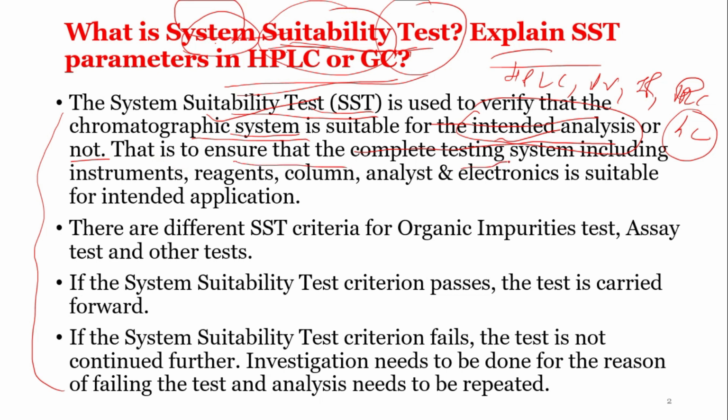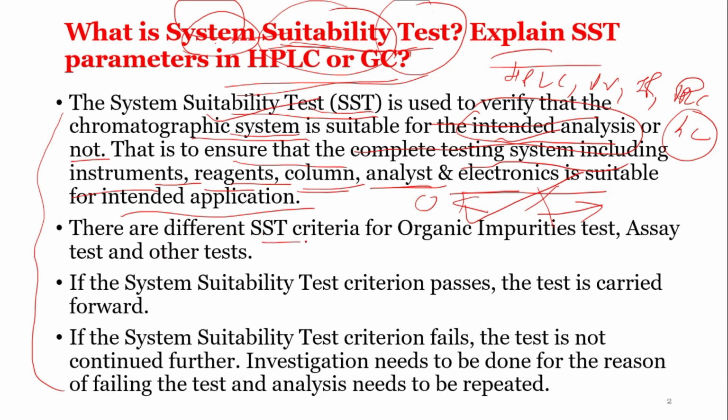So this is to ensure that the complete testing system, including instruments, reagents, column, analyst and electronics, is suitable for the intended application. Whatever instrument, reagent, column, analyst, electronics, all must be okay. If everything is okay, then only we can move forward. Otherwise we have to stop there only.